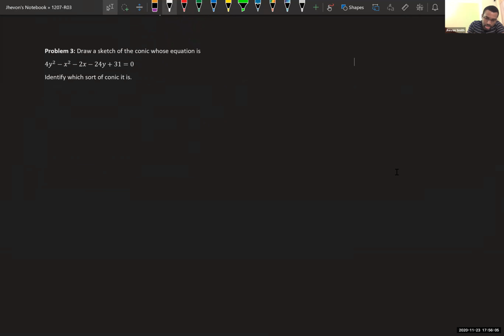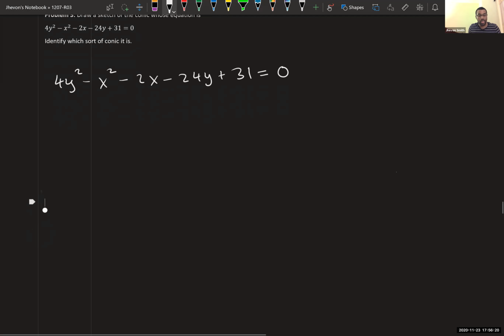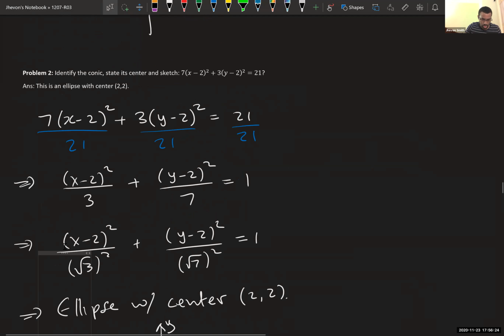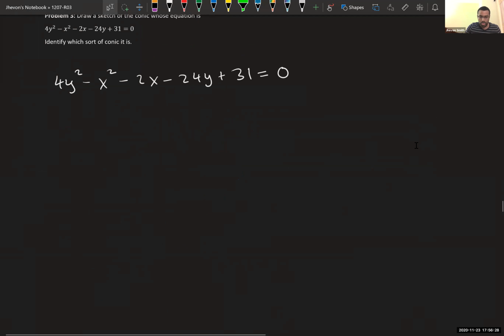Okay, what about this guy? So here I have 4y squared minus x squared. I noticed 2 things. The squares are on the same side and have different signs, which means it's not a circle and it's not an ellipse. Could be a degenerate conic, however, we're not dealing with those in this class. I don't know where this is coming from, so it has to be a hyperbola is what I'm going to guess.